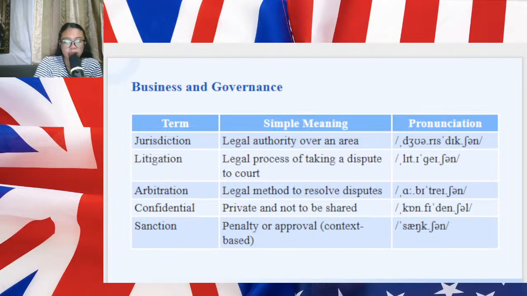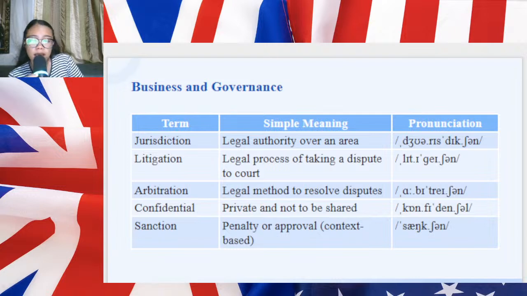Second term is litigation. Again, litigation. This is the legal process of taking a dispute to court. So you bring a lawsuit to a court of law involving formal procedures such as filing pleadings, presenting evidence, and arguing legal points before a judge or jury. This is a formal and often lengthy process. It is typically initiated when parties cannot resolve their differences through negotiation or other means of dispute resolution.